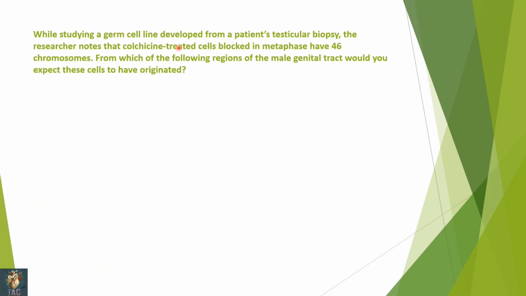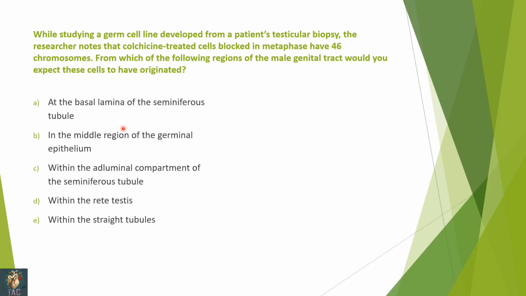Next is, while studying a germ cell line developed from the patient's testicular biopsy, the researcher notes that the colchicine treated cells blocked in metaphase have 46 chromosomes. From which of the following regions of the male genital tract would you expect these cells to have originated? So these are the different options.